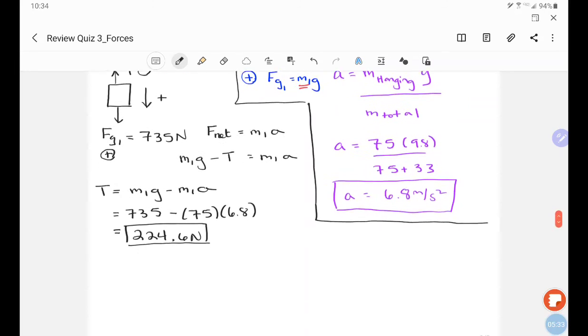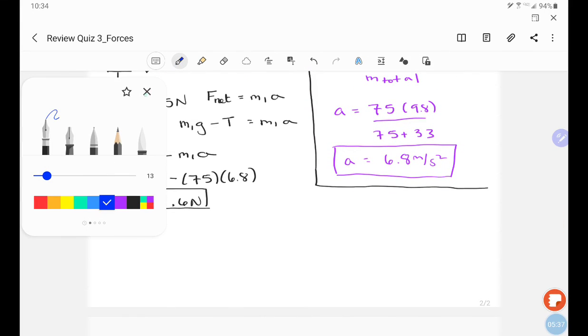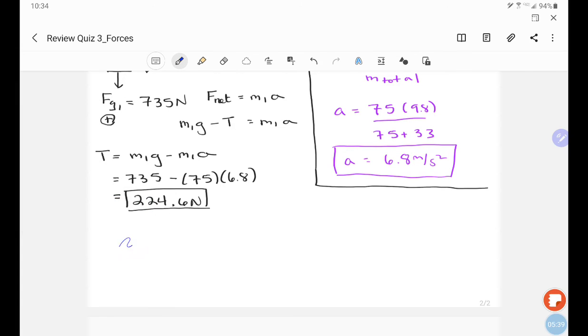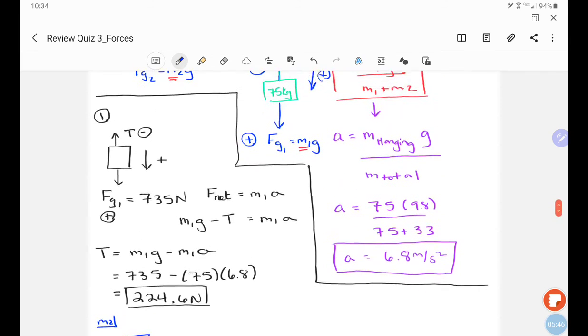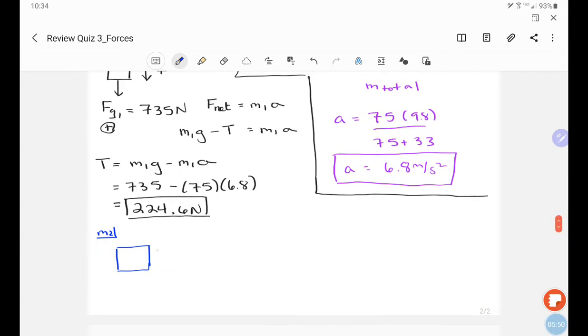Right. Another way to work the same problem, a little bit more straightforward. If we look at mass 2 only, this is mass 2, and this one was mass 1. The forces we have here are tension, gravity, and normal. This mass is moving in this direction, so that's positive.